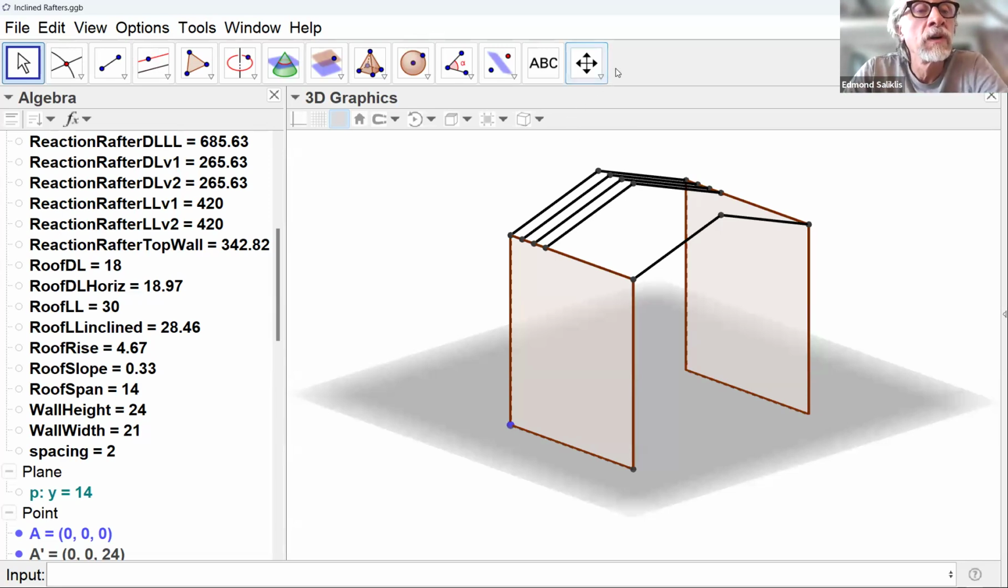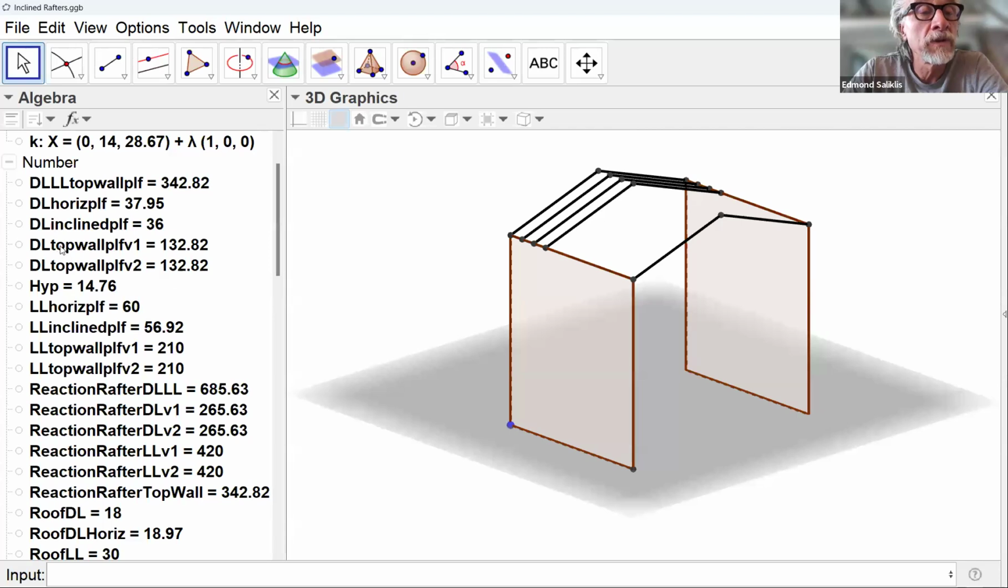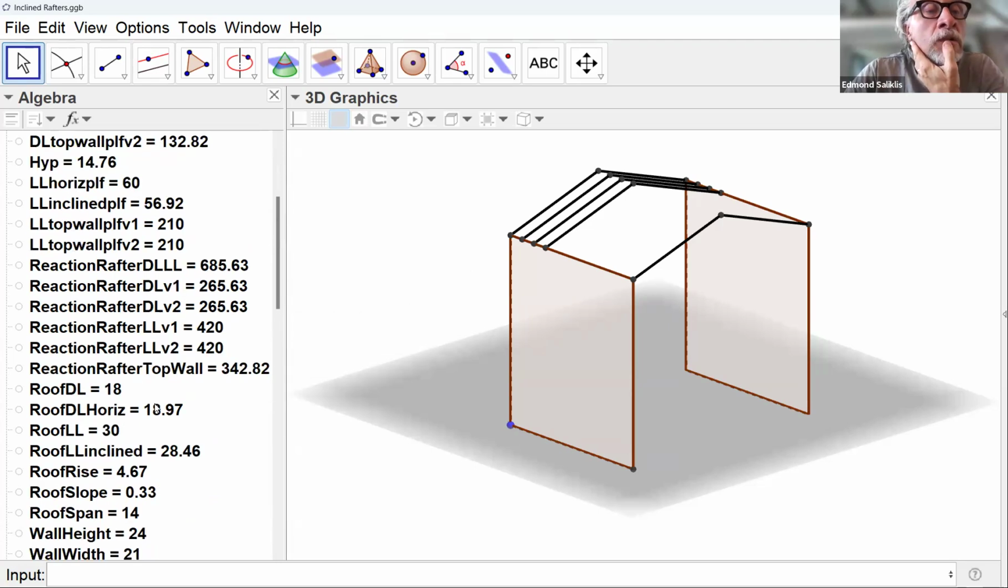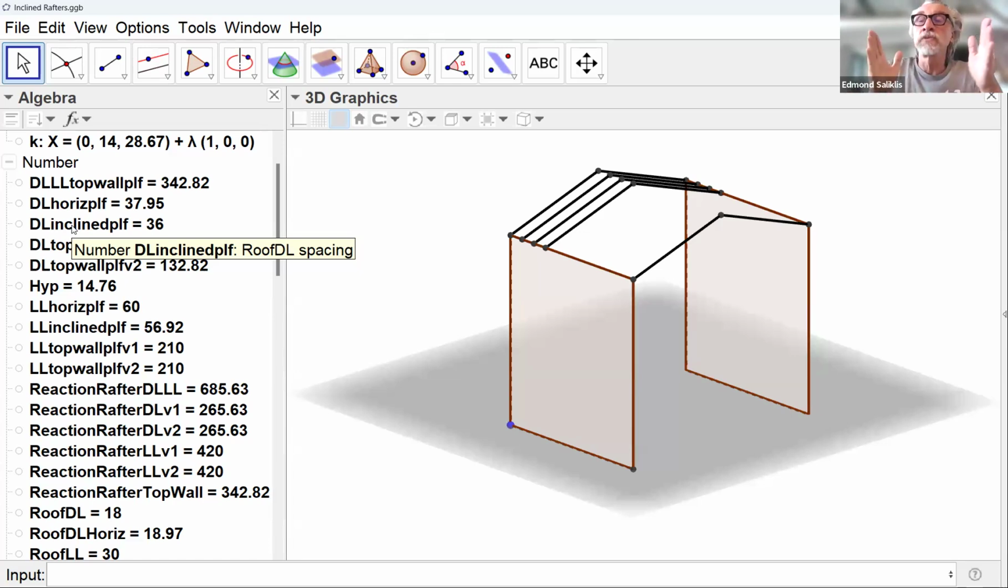So roof dead load. What did I call that? Oh, sorry. Here it is. I called it dead load, either inclined or horizontal. So let's do the easy one first. Dead load, incline, force per length, FPL. You should call that FPL. I called it PLF for pounds per linear foot, but you can call it FPL, force per length. So what is that? That's the roof dead load, which is a force per length squared, multiplied by the spacing.